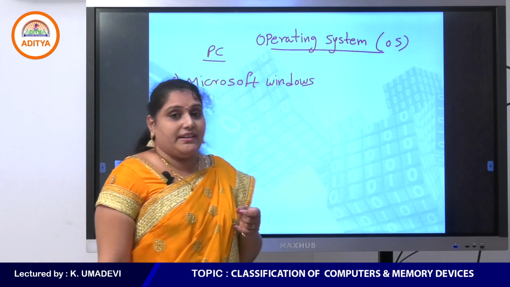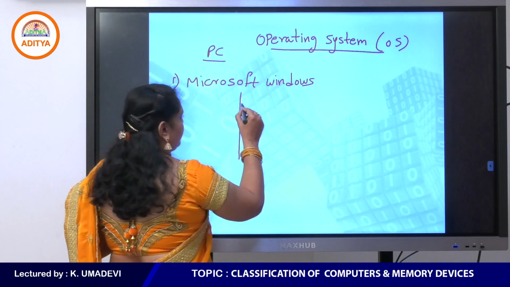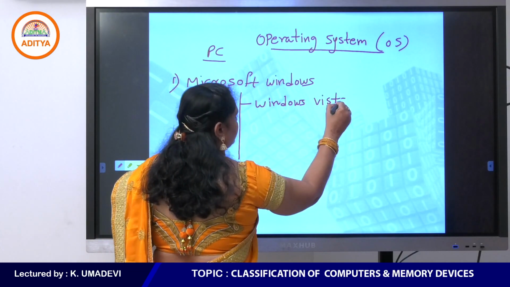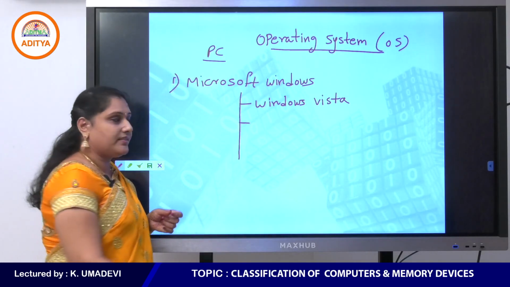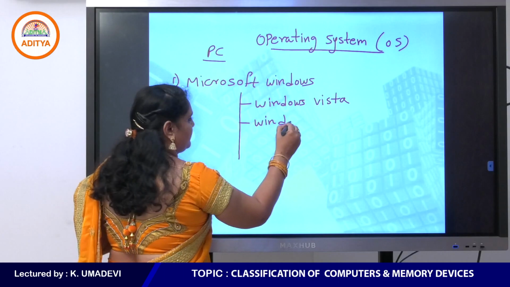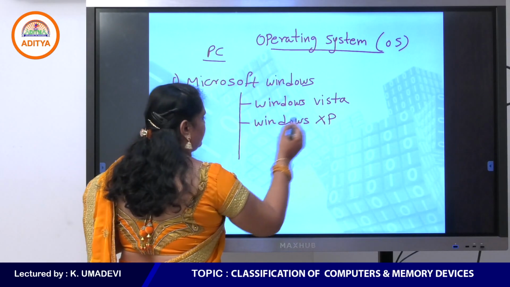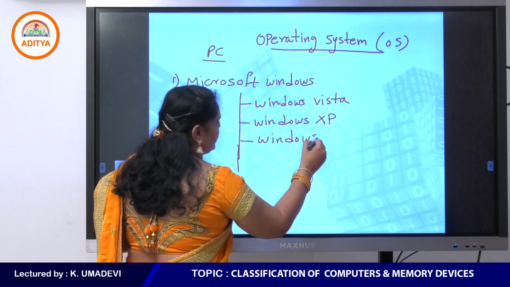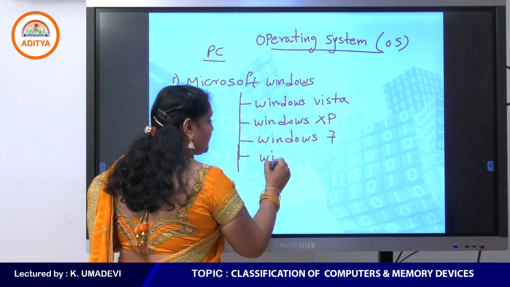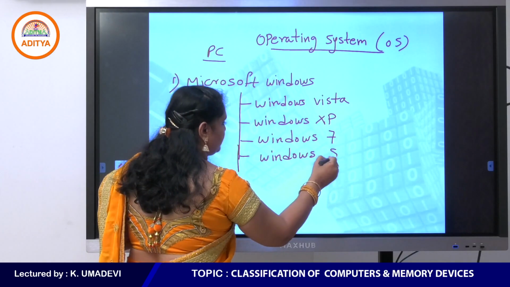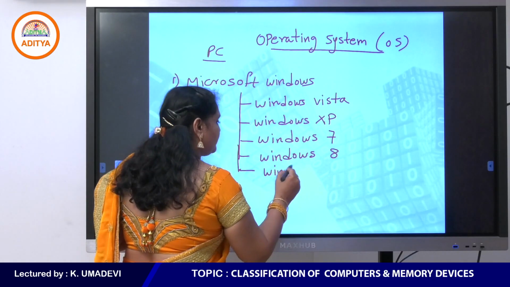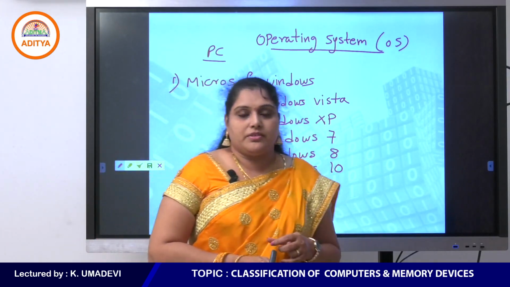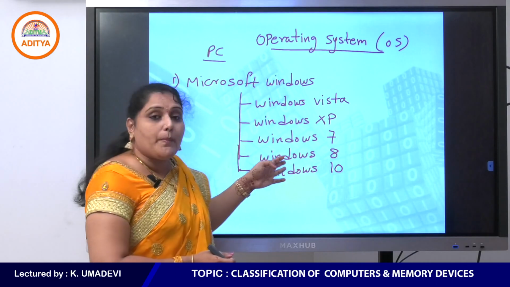Microsoft Windows has many versions, like Windows Vista, Windows XP, Windows 7, Windows 8, and Windows 10. So the latest version is Windows 10. So many versions are available. Okay. So these are all the Windows operating system versions.